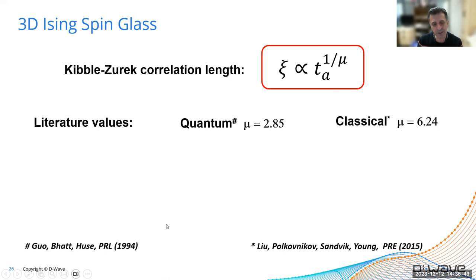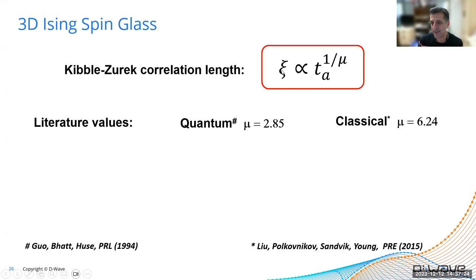So if you pick the numbers from these two papers, you find these two numbers for the critical exponent that relates correlation length with time. But one thing that I want you to pay attention to is that the quantum number is smaller than the classical number. What does it mean? It means that the larger this mu is, the slower the dependence of psi on t is. So that means you have to actually change time a lot until you see any effect in correlation length.